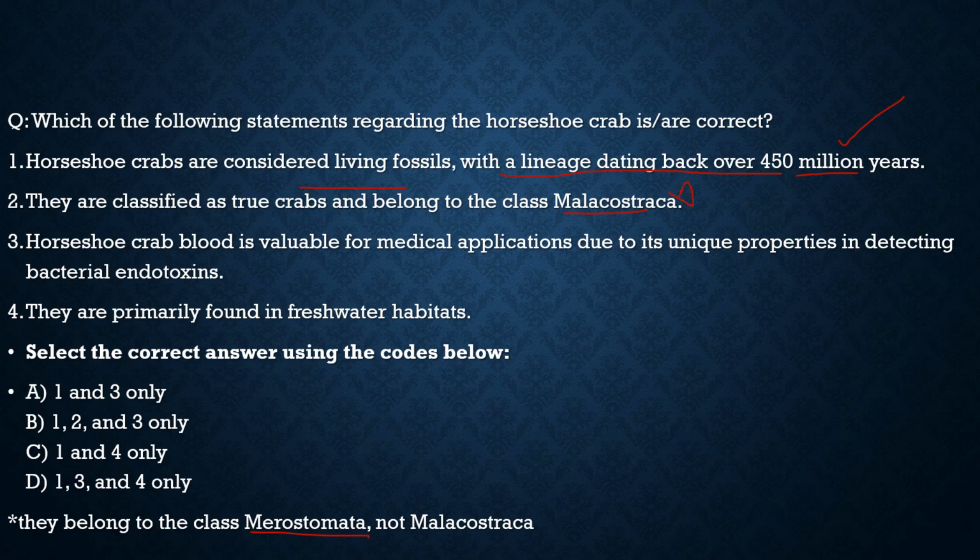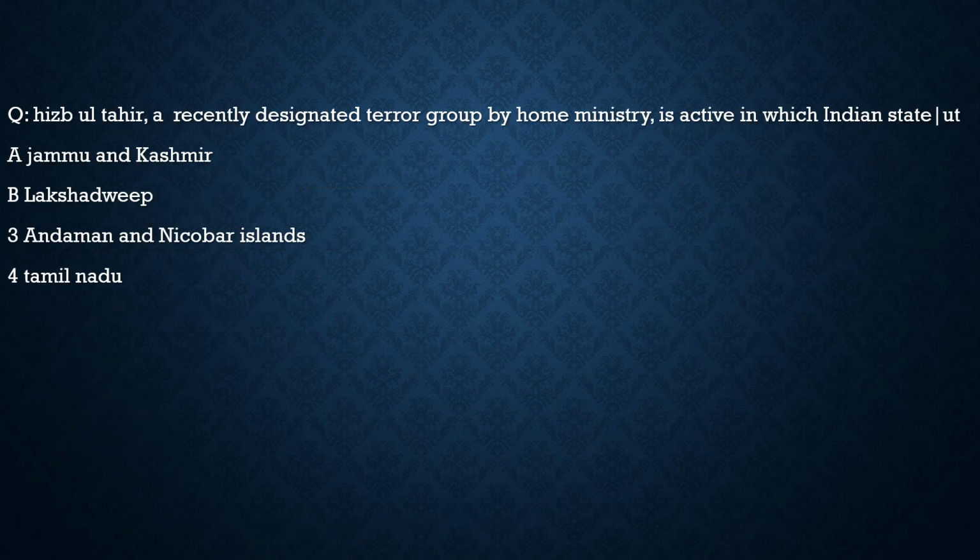Third, horseshoe crab blood is valuable for medical application due to its unique properties in detecting bacterial endotoxins. 100% correct. Fourth, they are primarily found in freshwater habitats. No, they are found in marine and shallow water habitats. So this is also incorrect. With respect to this question, the correct statements are option 1 and option 3. And from the code given below, the correct answer is option A, which is 1 and 3 only. With this, let's move to another question and try to solve that.